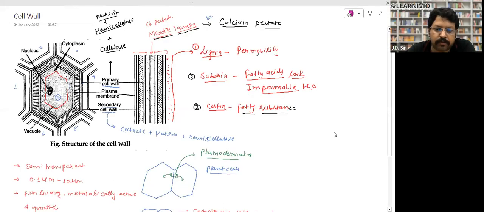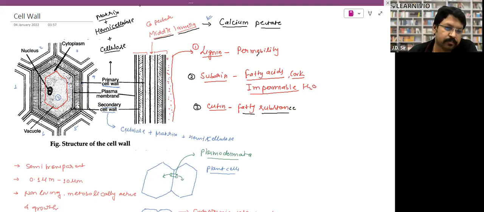Now come to the cell wall. Not the bacterial cell wall. Bacterial cell wall we have studied, and I have told you that bacterial cell wall is made up of peptidoglycan. In fungi, the cell wall is made up of chitin, but in plants, the cell wall is made up of cellulose. Right?